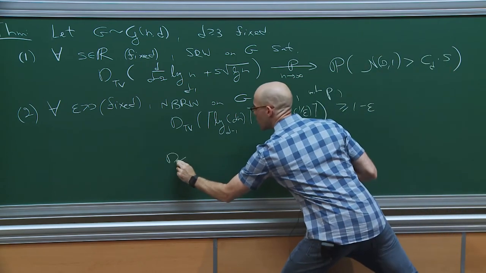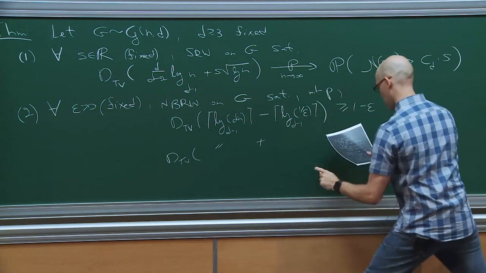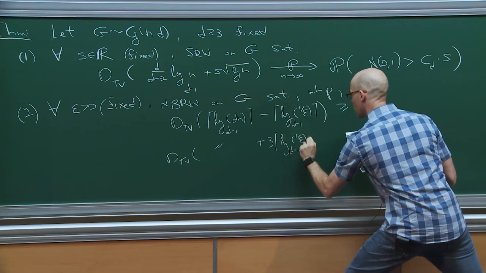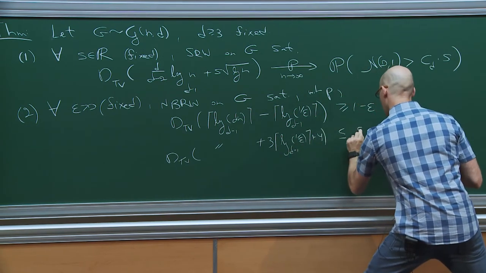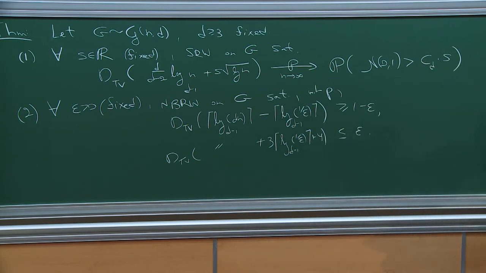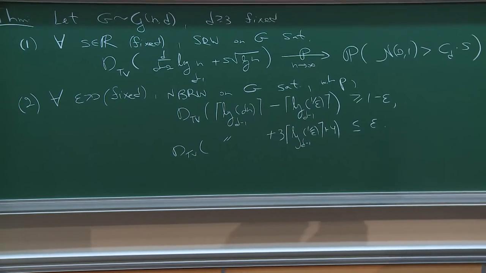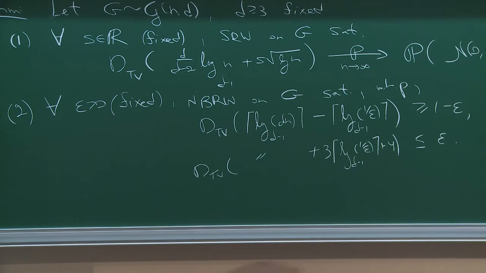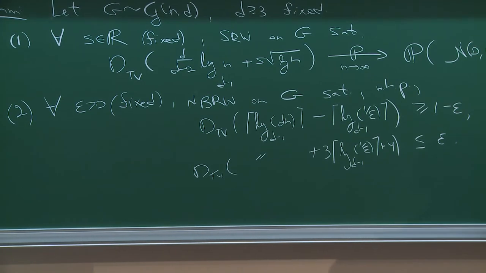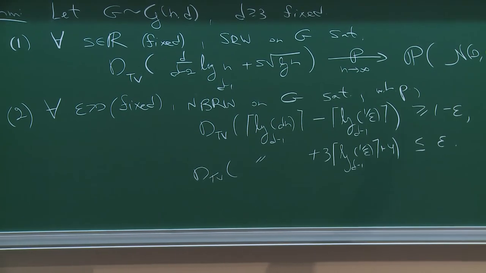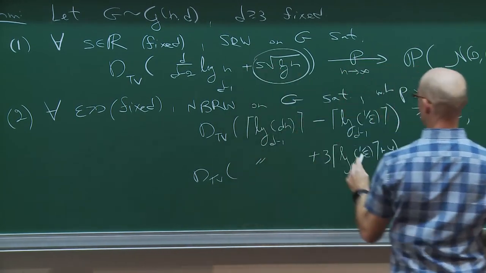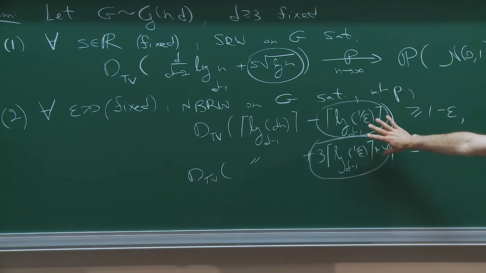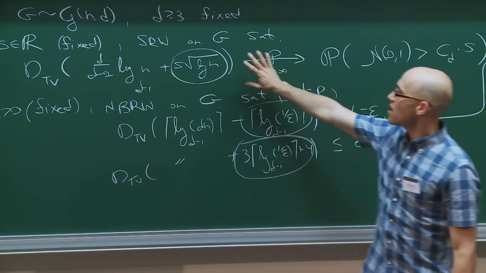So if you add 3. Okay. So this is what you could say for the non-backtracking random walk as opposed to the simple random walk. And the reason that you have this change, notice I'll highlight the window. So here we have an order 1 window where the action takes place. And here we have an order root log n window.